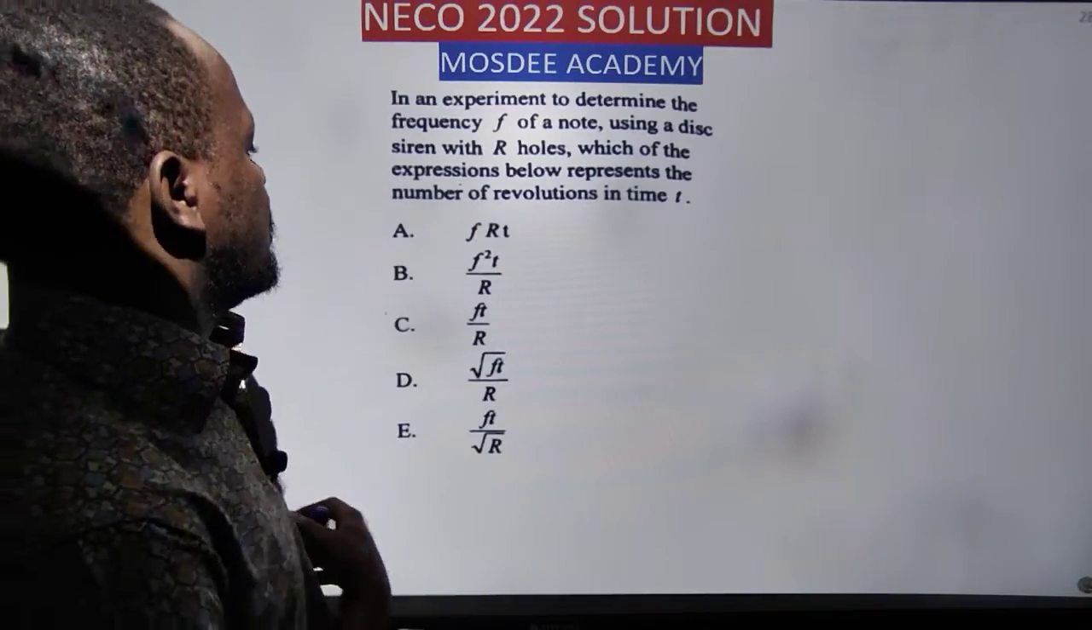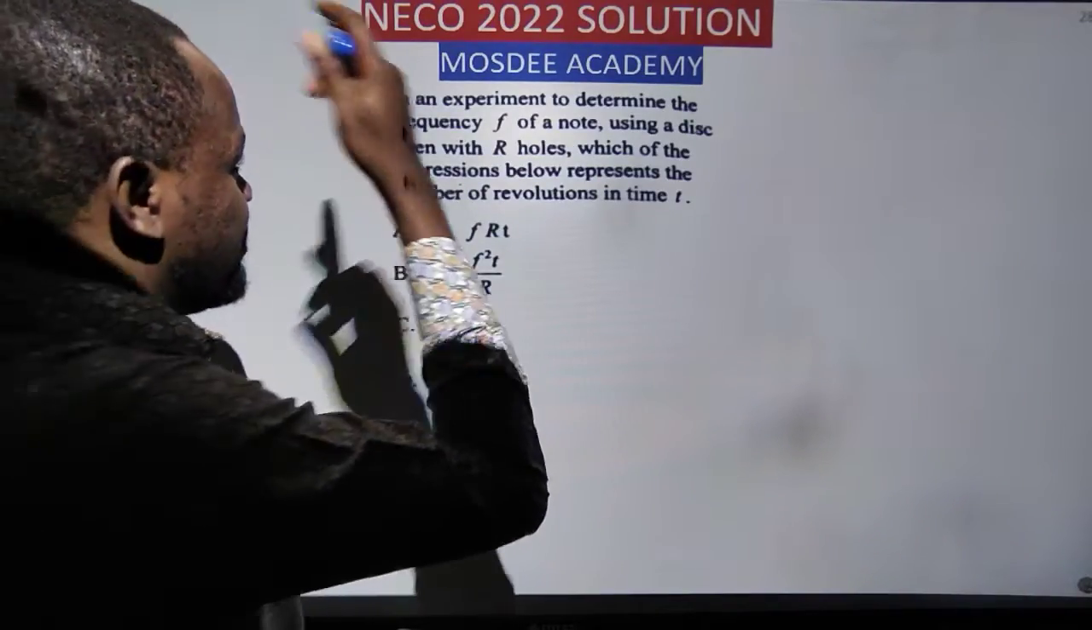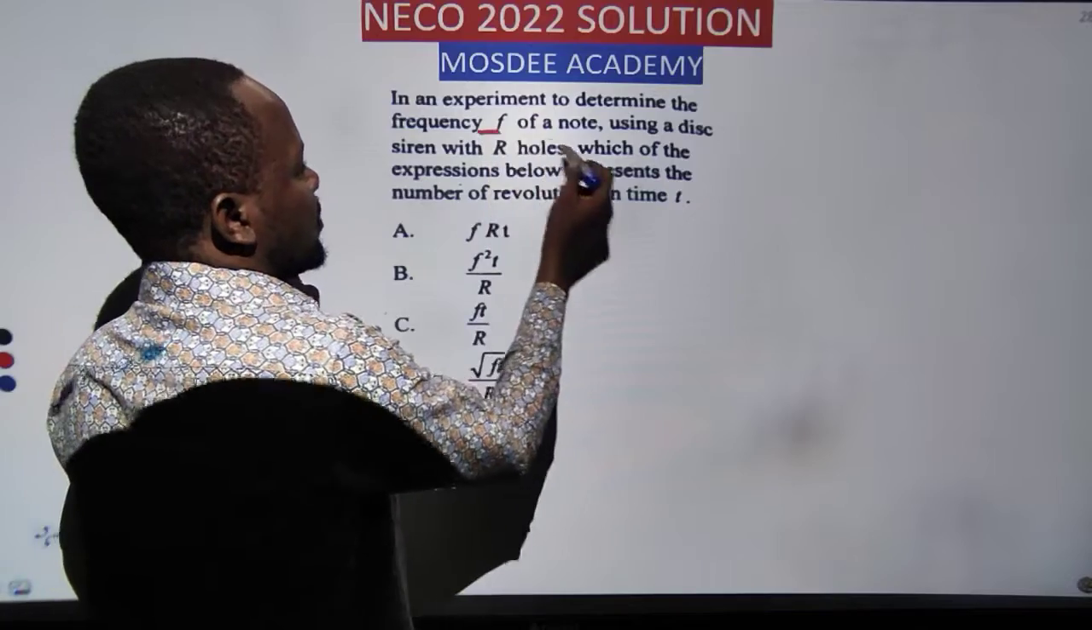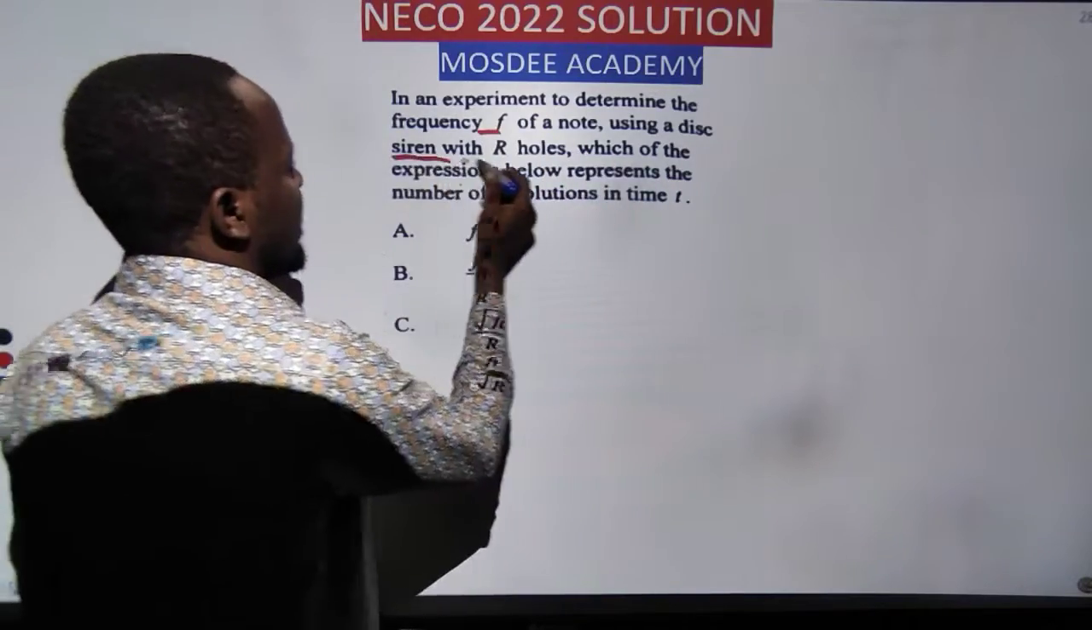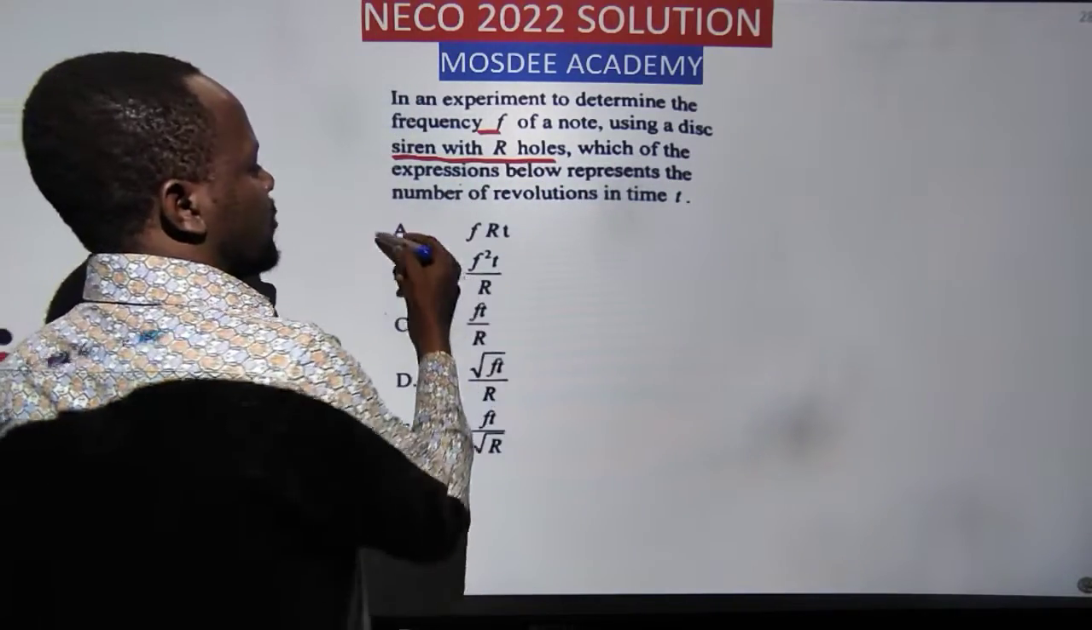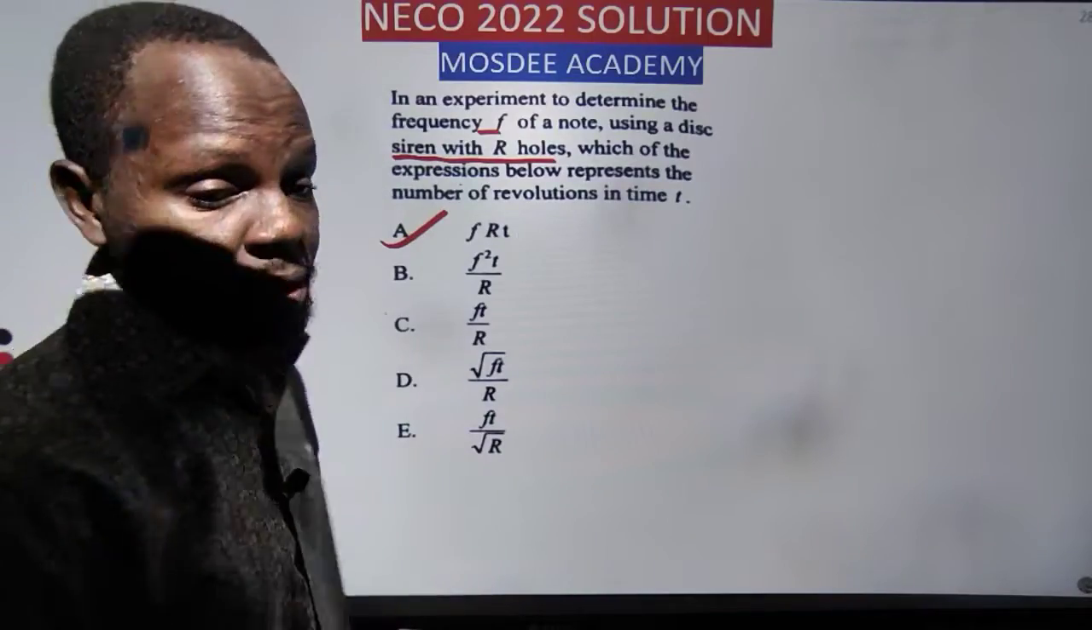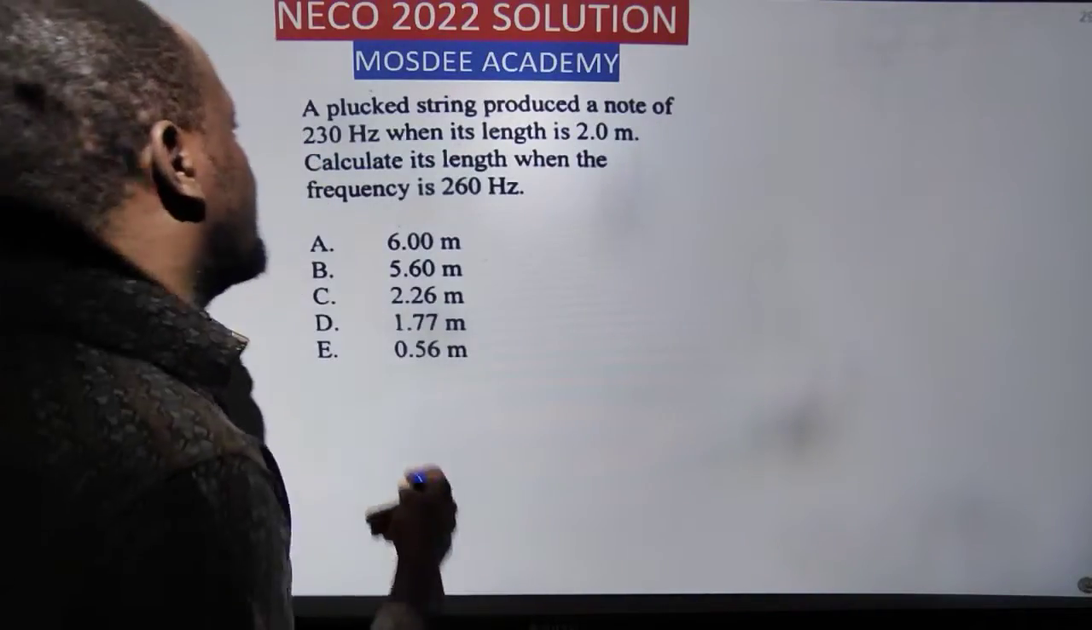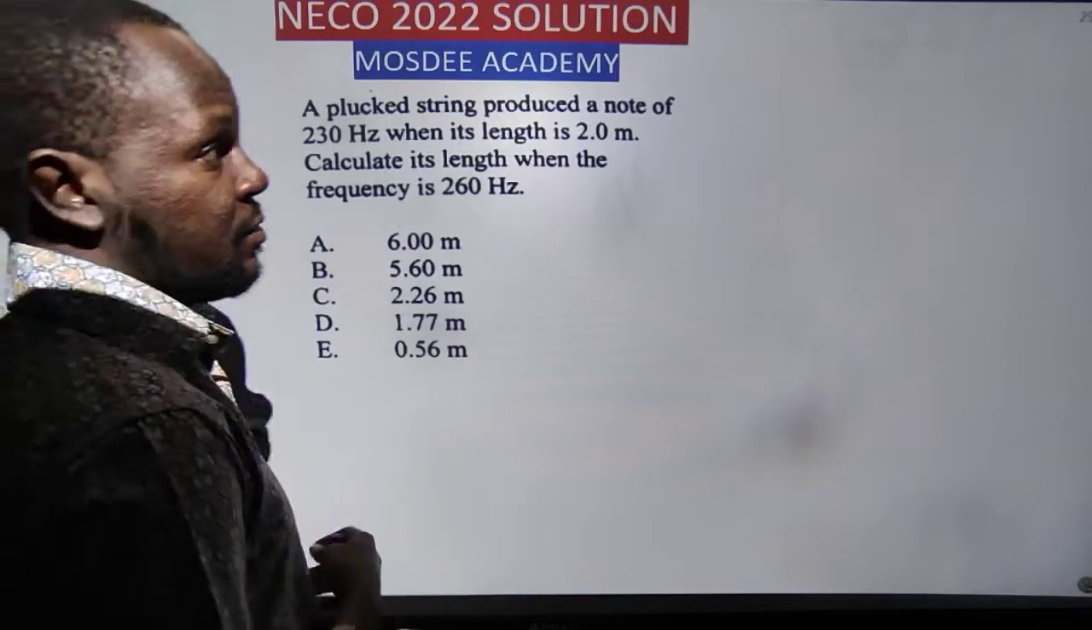The next question says, an experiment to determine the frequency of a note using a siren of pole. So the whatever as FRT revolutions. Next one. I'm trying to save time. 29 of 60. You can see I have a long way to go.